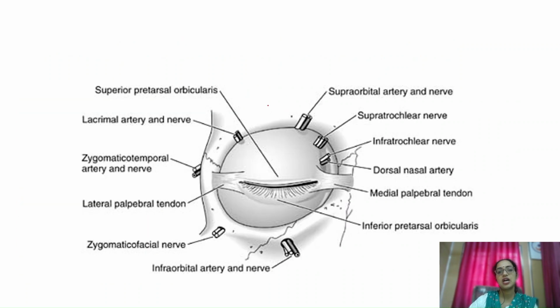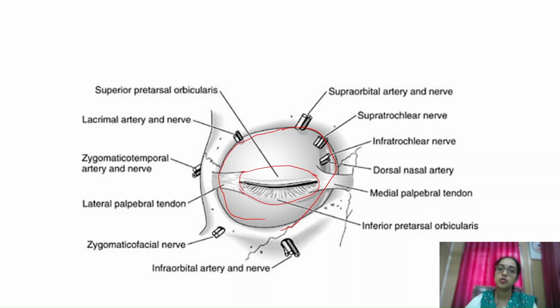So this is how it looks from anteriorly. So this is the margin of the orbital rim from where the orbital septum is attached, and it is attached inferiorly and margins of the tarsal plate.